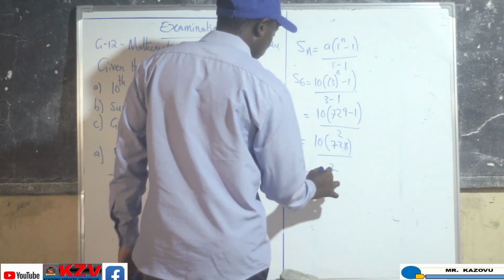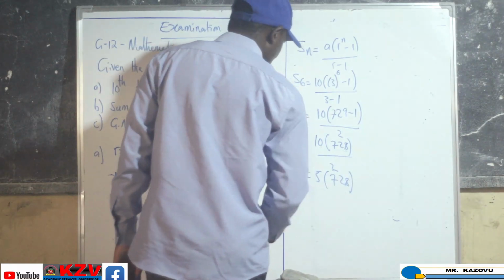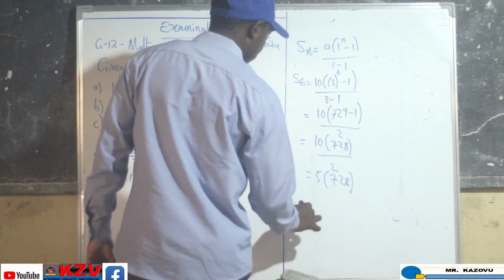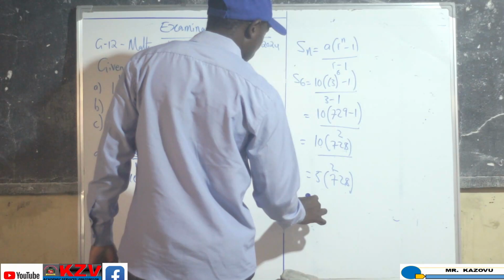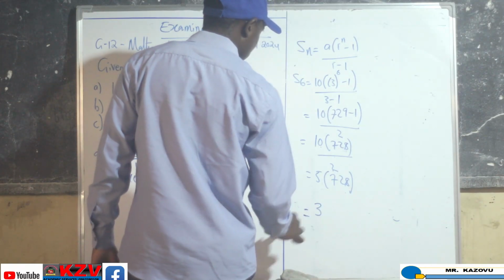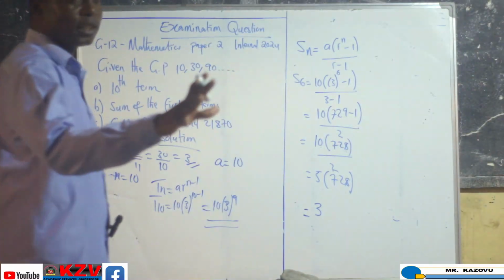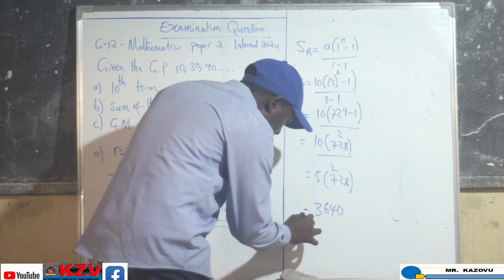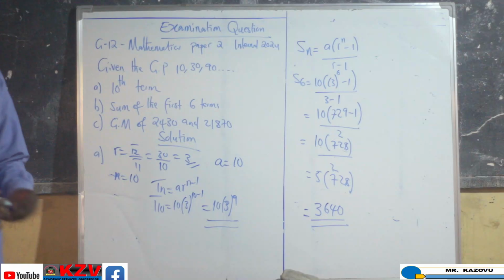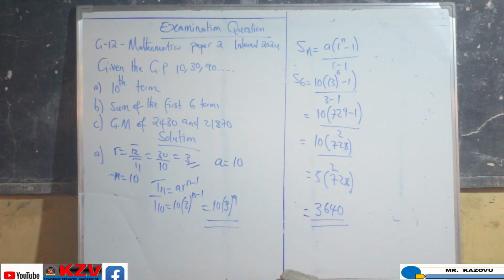10 over 2 again is 5. 5 times 728. What are we getting? You cannot have a point. Yes? 3,640. This is the sum of the first 6 terms. Yes, it's a comma. So it's 3,640.